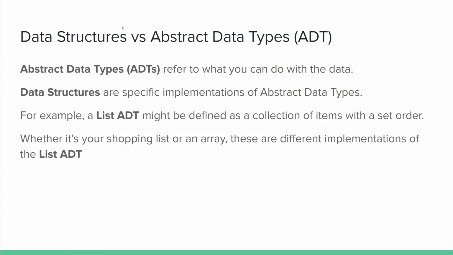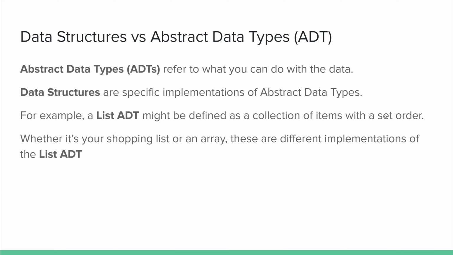One main point I want to focus on today is the distinction between data structures versus abstract data types. If you've taken CIS 22C, that course is called something like data structures and abstract data types. I don't remember the full course name, but abstract data types are what you can do with the data, and data structures might be specific implementations of abstract data types. For example, a list ADT, a list of items, might be a collection of items with a set order. You have a list of items, it's in a set order.